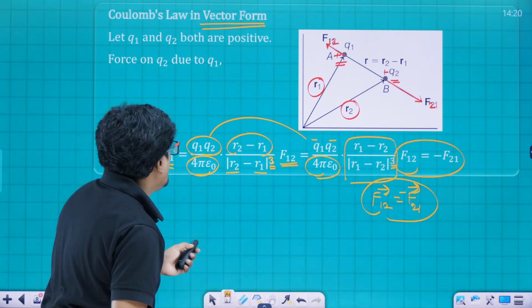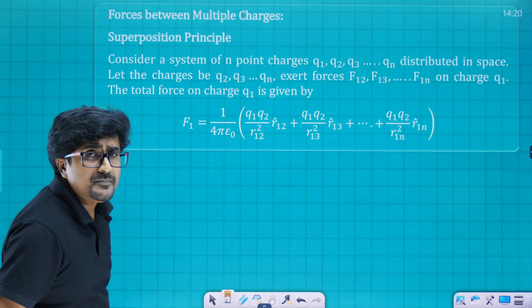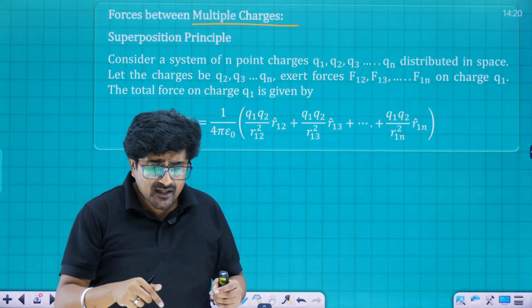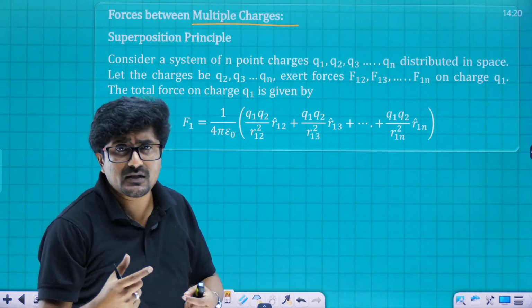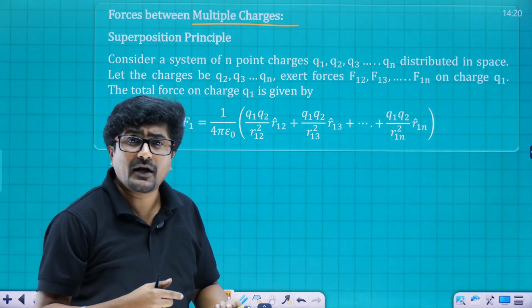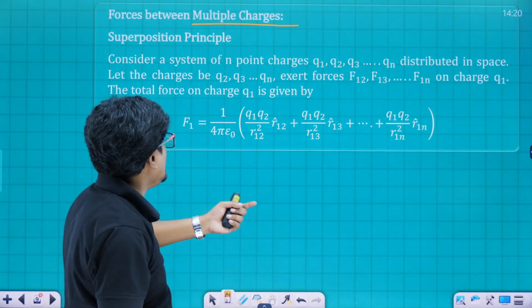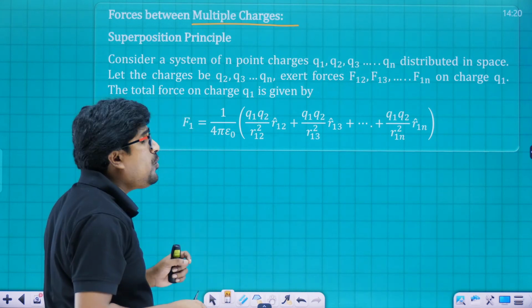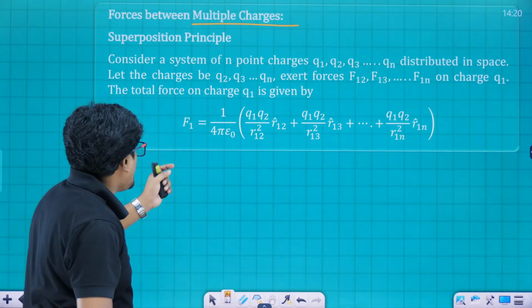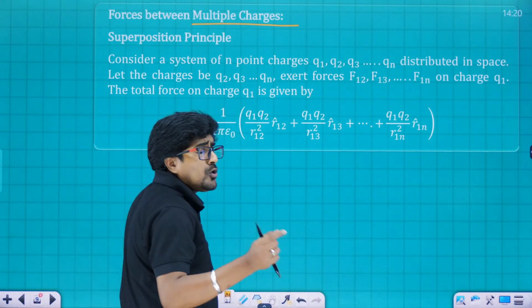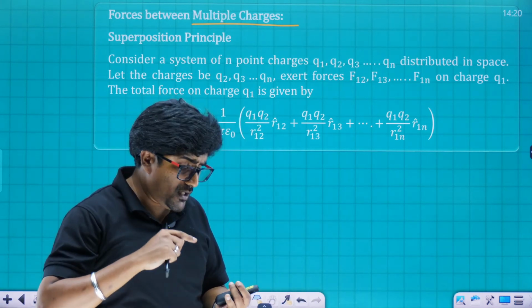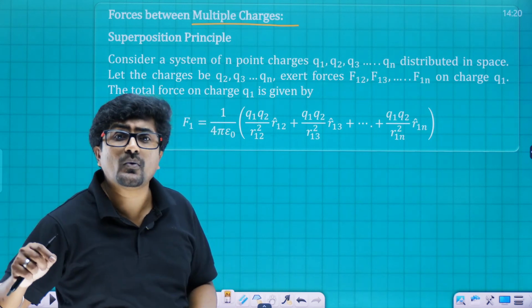Moving to the next, that is force between multiple charges. Just now we considered how two charges can be repelled or attracted by the effect of each other. If we have a system containing more than two charges, how are we going to calculate? Here I have an example where charge Q1 is surrounded by Q2, Q3, Q4, etc. up to Qn.